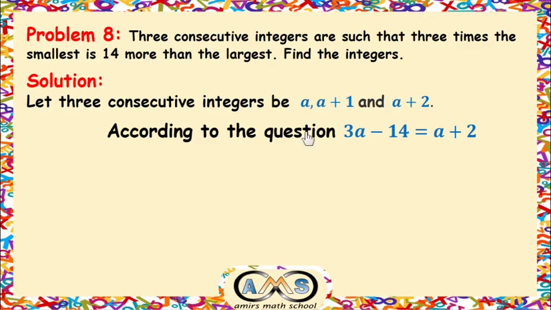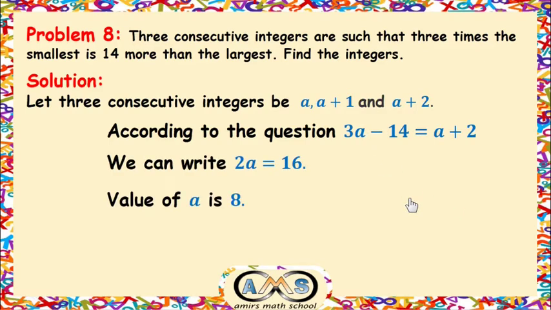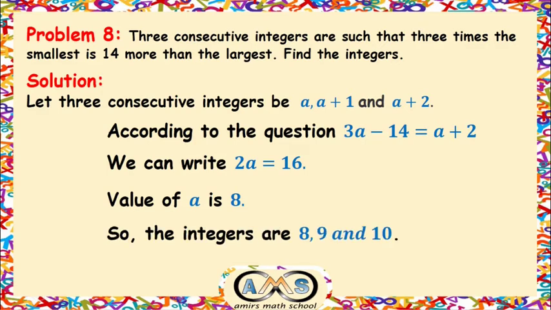So if we subtract 14 from 3a, it will be equal to a plus 2, that is the largest one. We can write this equation as 2a equal to 16, which will give the value of a as 8. So the integers are 8, 9 and 10.